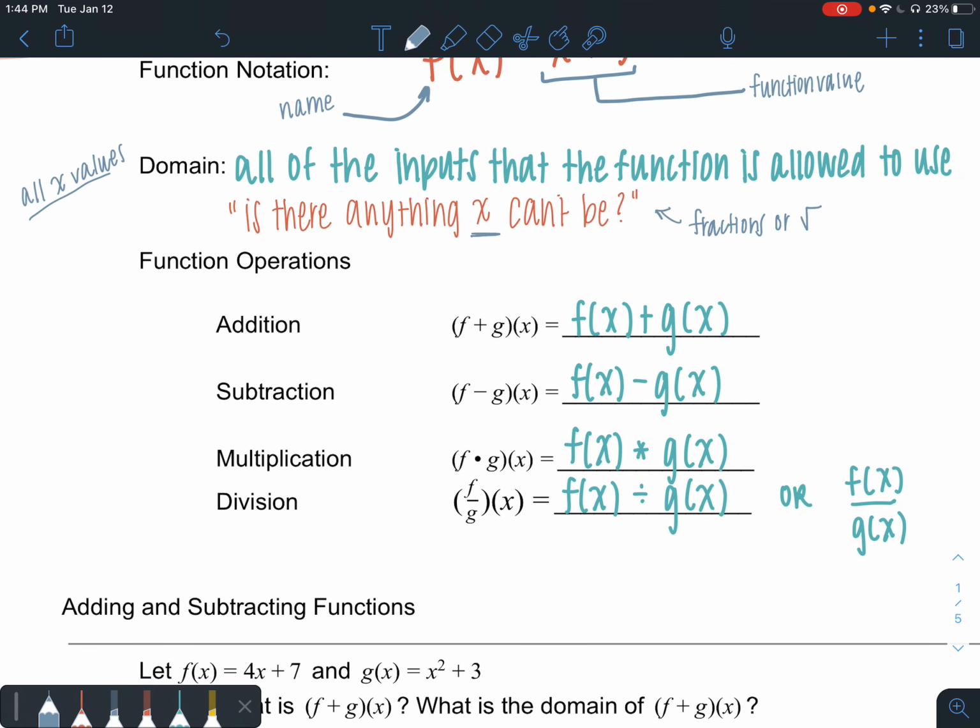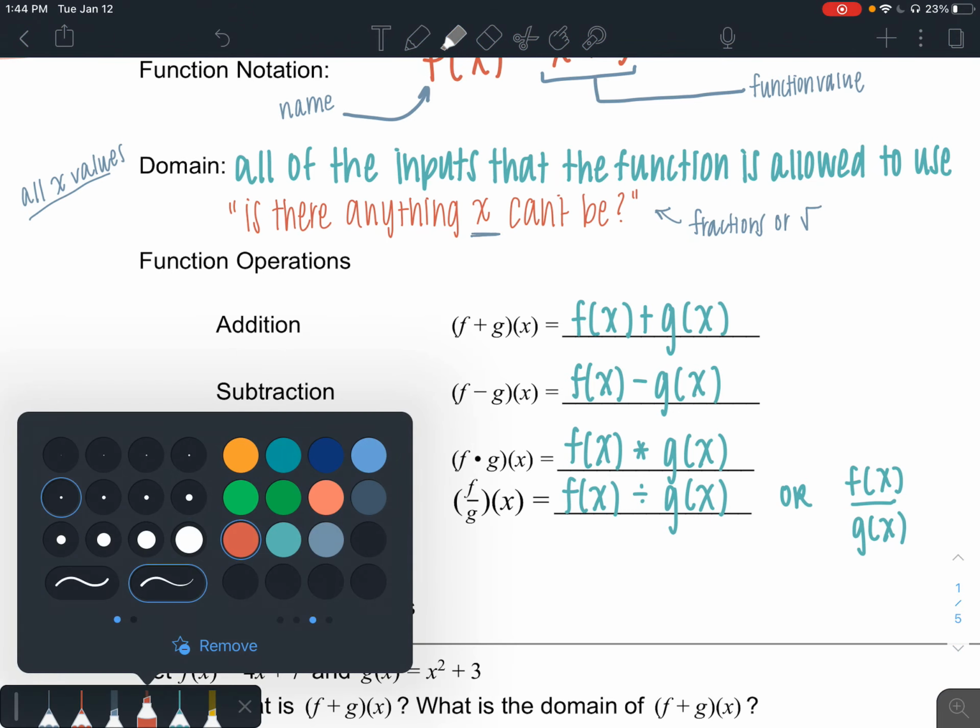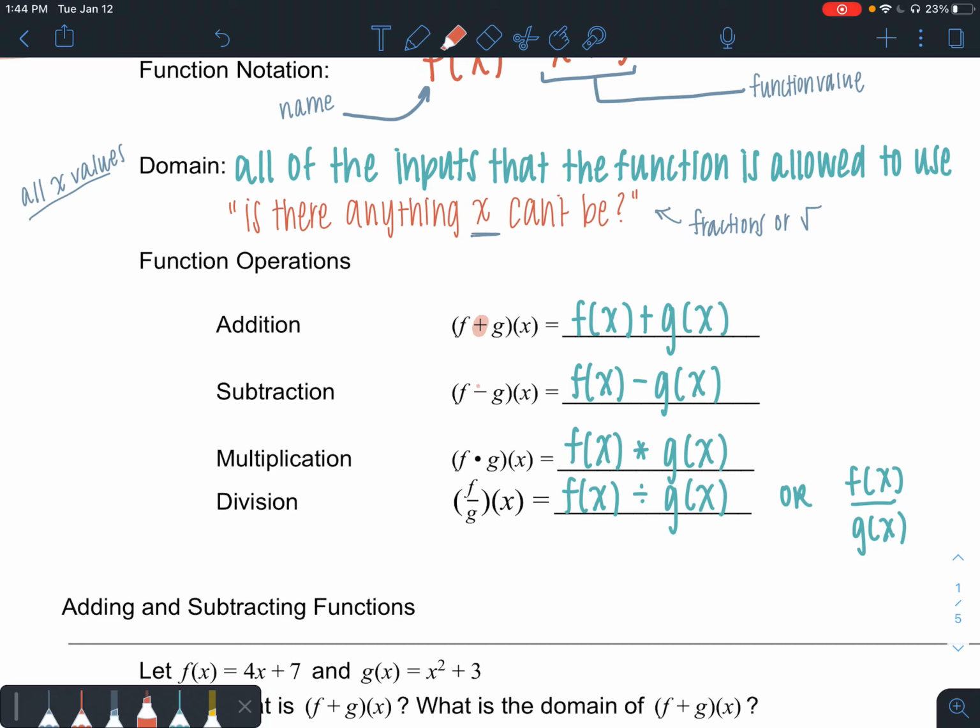And then here are function operations. For addition, we've got f plus g of x, which is the same thing as f of x plus g of x. We're just adding those two functions together. Same thing for subtraction. Here's addition, here's subtraction. For multiplication, we're multiplying those two things together. And for division, we're dividing, or we can write it as a fraction. And this one right here is where we might have what's called a domain restriction.